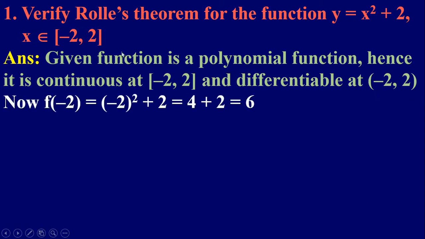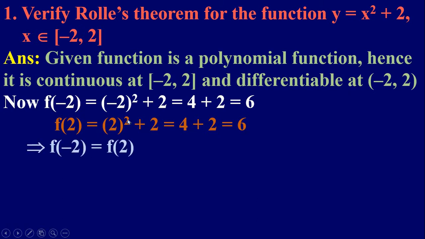Next we find the function value at x equal to minus 2. f of minus 2 is minus 2 square plus 2. Minus 2 square is 4, 4 plus 2 is 6. Therefore f of minus 2 is 6. Next we find f of 2. f of 2 is 2 square plus 2. 2 square is 4, 4 plus 2 is 6. Here f of minus 2 and f of 2 are same. Therefore all three conditions for Rolle's theorem are satisfied: the function is continuous, differentiable, and f of a equal to f of b.